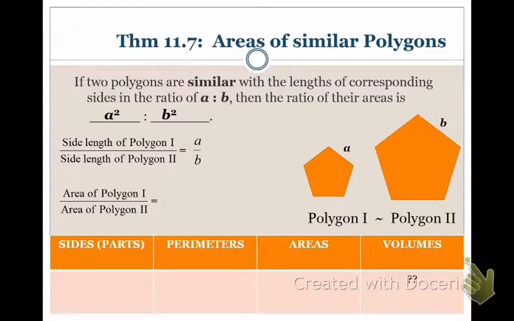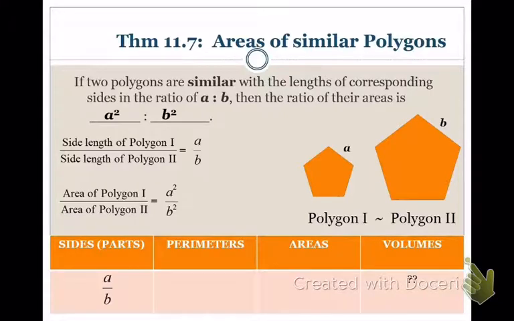If we write the ratio of the side lengths of polygon 1 to polygon 2, that ratio is going to be equal to A to B, or our scale factor. If you're going to write the ratio of the areas, it's always the square of that result. Okay?